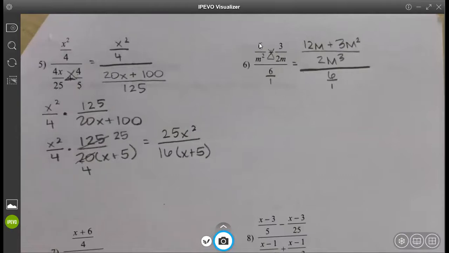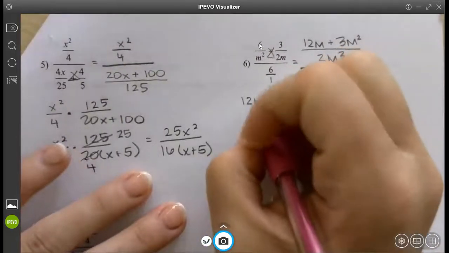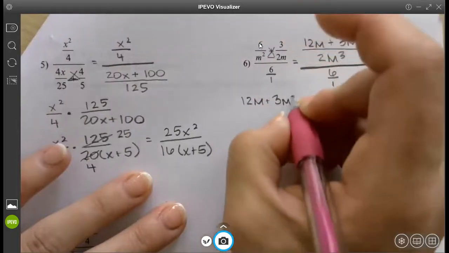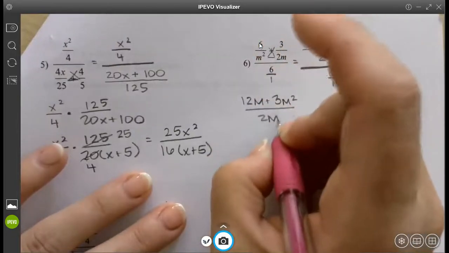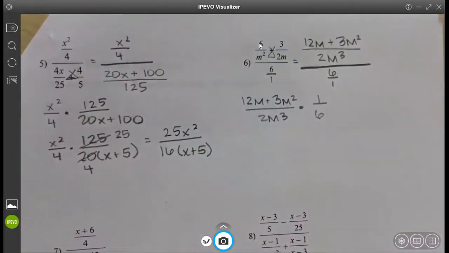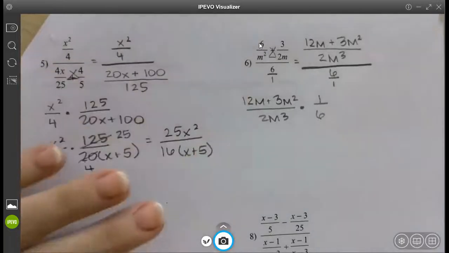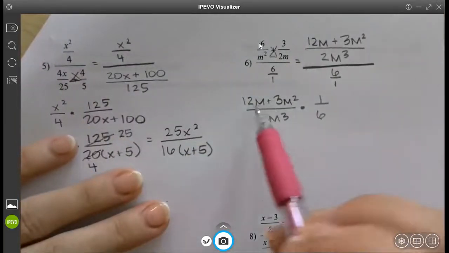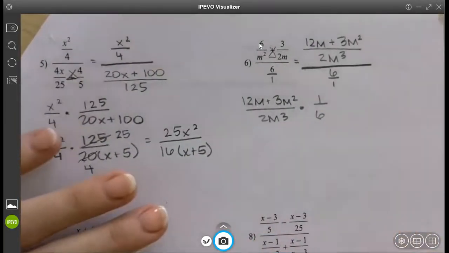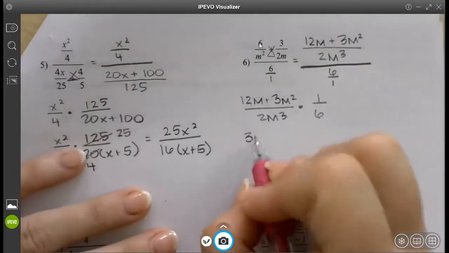Okay. I'm going to go ahead and change it to where it looks like this. So the top is 12m plus 3m squared over 2m cubed. We're going to change it to times, and it's going to become 1 over 6. Once you get it to this point, it's just like we have been doing for the week. So make sure that you factor anything you can. So on the top, what can I factor out? Not 6, but I have a 12 and a 3. What can we factor out? A 3 and an m. Very good.